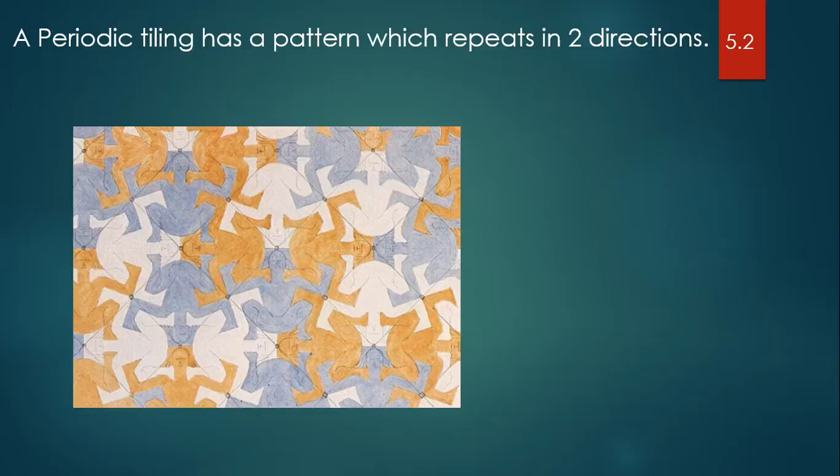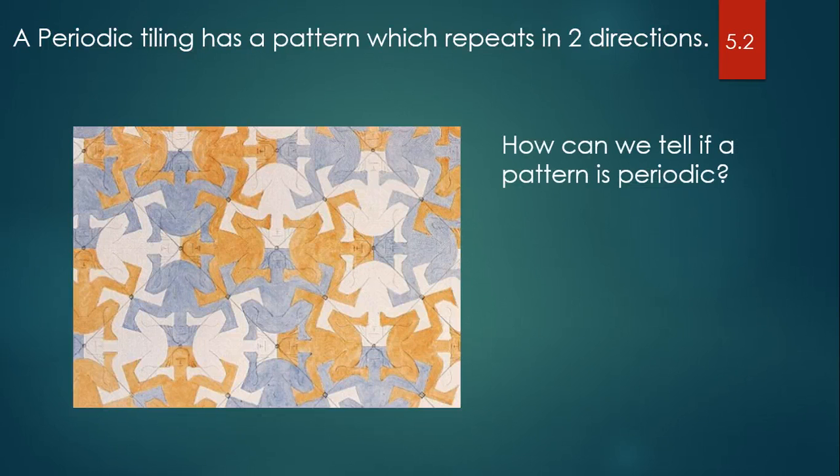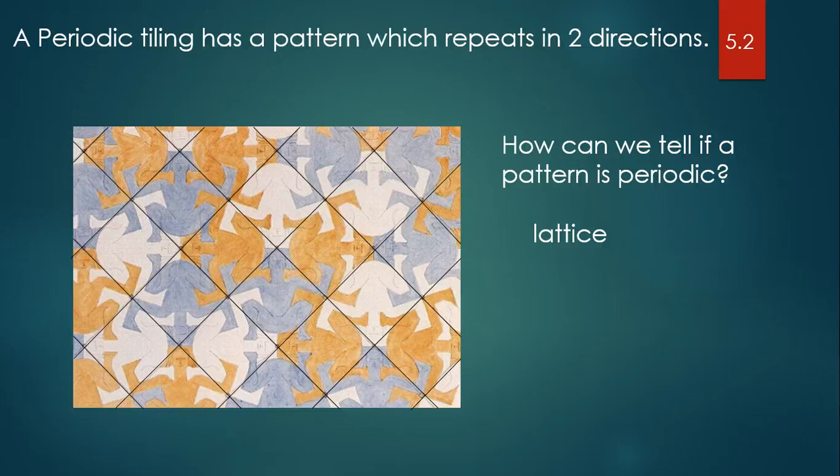In other words, we could look at this from top to bottom and see a pattern, and we could look at it from left to right and see a pattern as well. So when we're looking at these periodic tilings, we're probably going to notice that there seems to be something that's repeating, but how can we really tell if the pattern is periodic? Well, one thing we can look for within this pattern is something called a lattice, and you might actually be able to see it already within this particular picture, but let's make it a little bit darker.